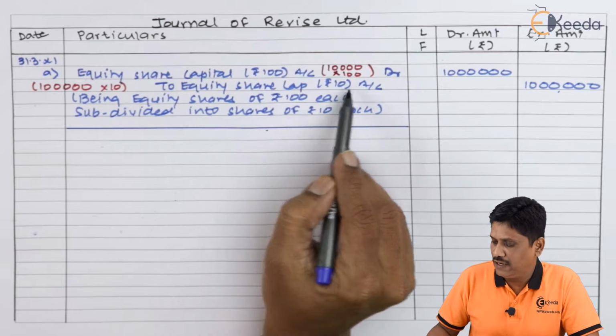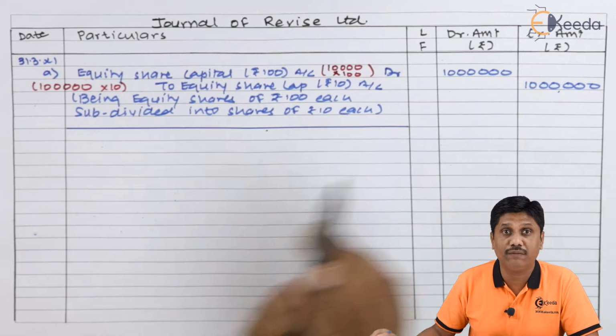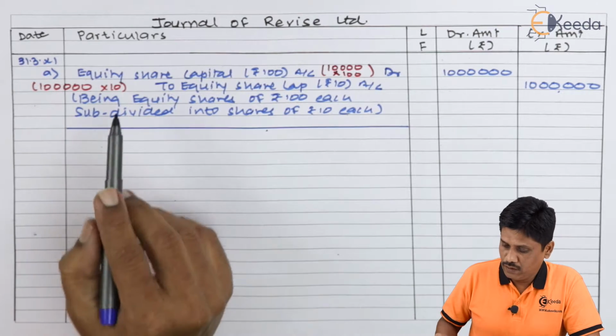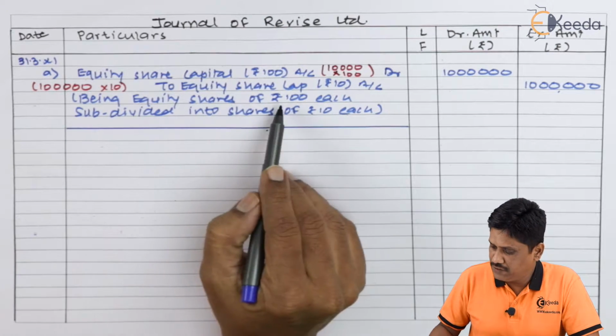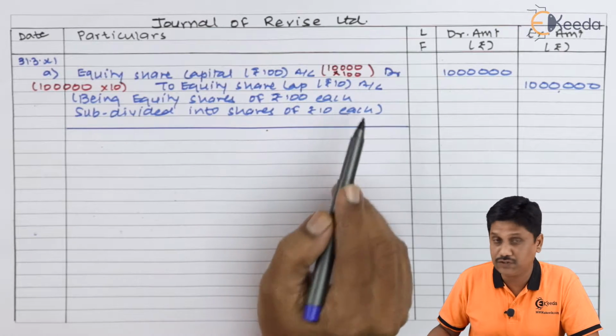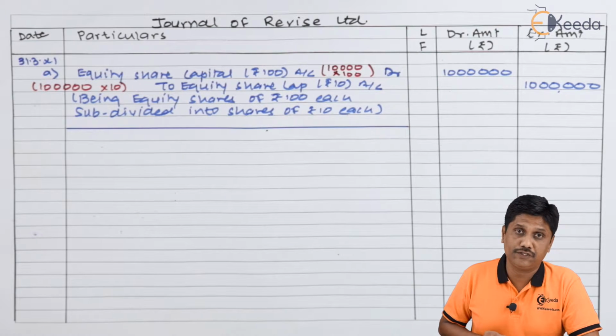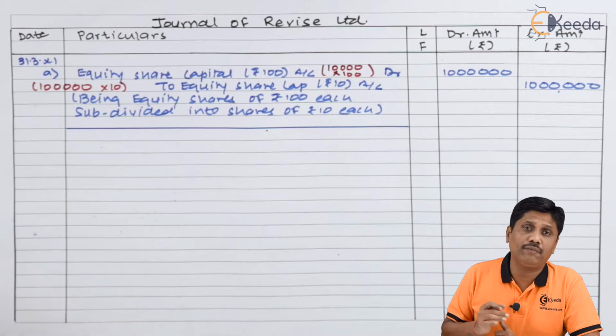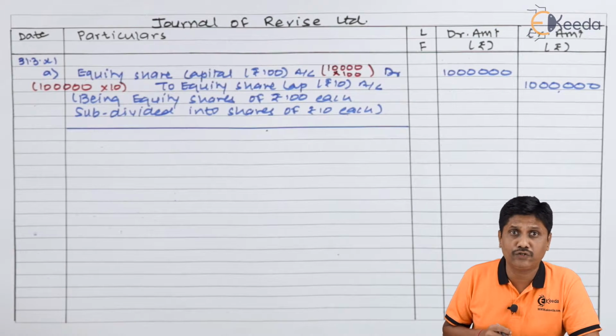To equity share capital of rupees 10 account. Once again, amount is rupees 10 lakhs. Our narration is being equity shares of 100 each subdivided into shares of rupees 10 each. Simple narration. So what happened here? There is no profit or loss, but number of shares have increased from 10,000 to 1 lakh. Let us see the next transaction.